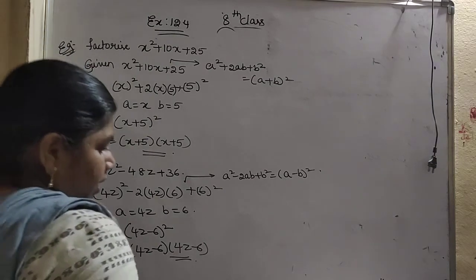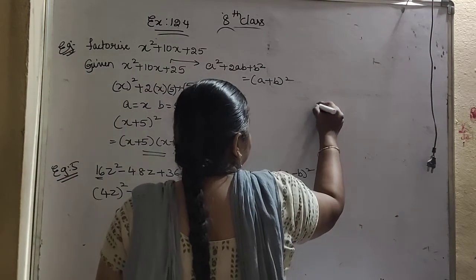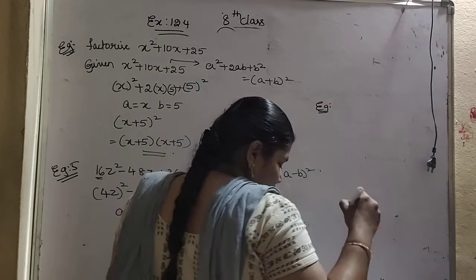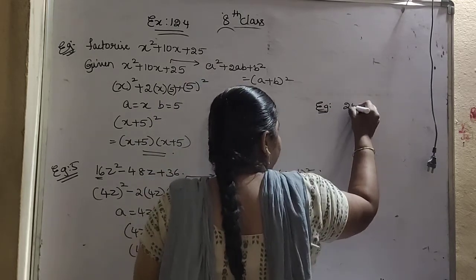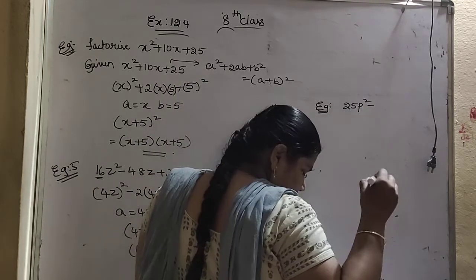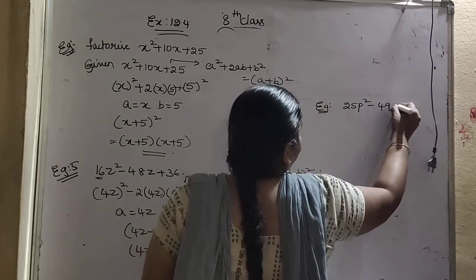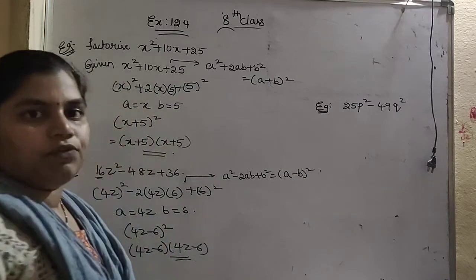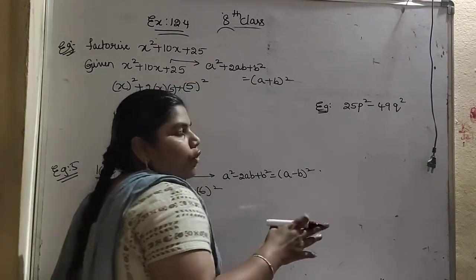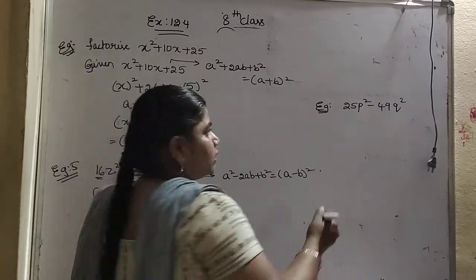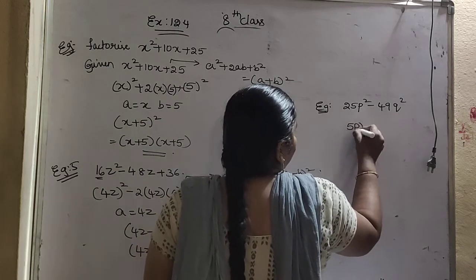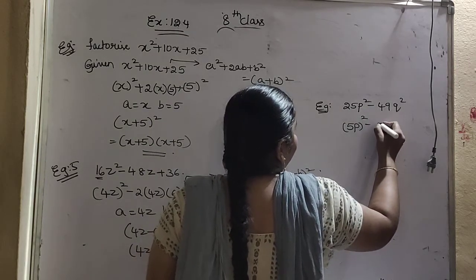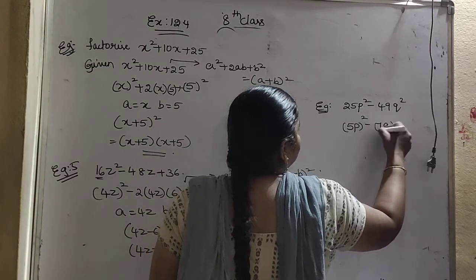Next is example number 6. What is that? 25p square minus 49q square. Both are in the form of square values. 25 we can write as 5 square and 49 as 7 square. So 5p whole square, and 49q square can be written as 7q whole square.